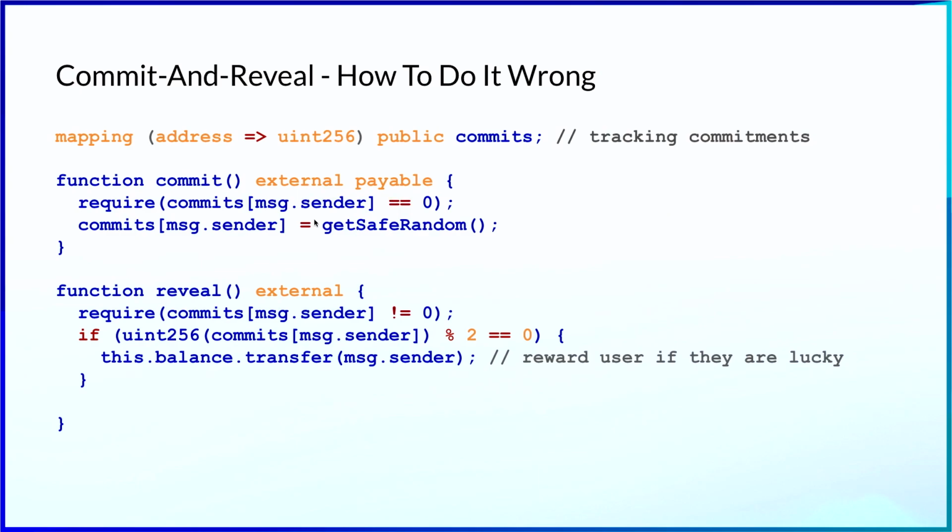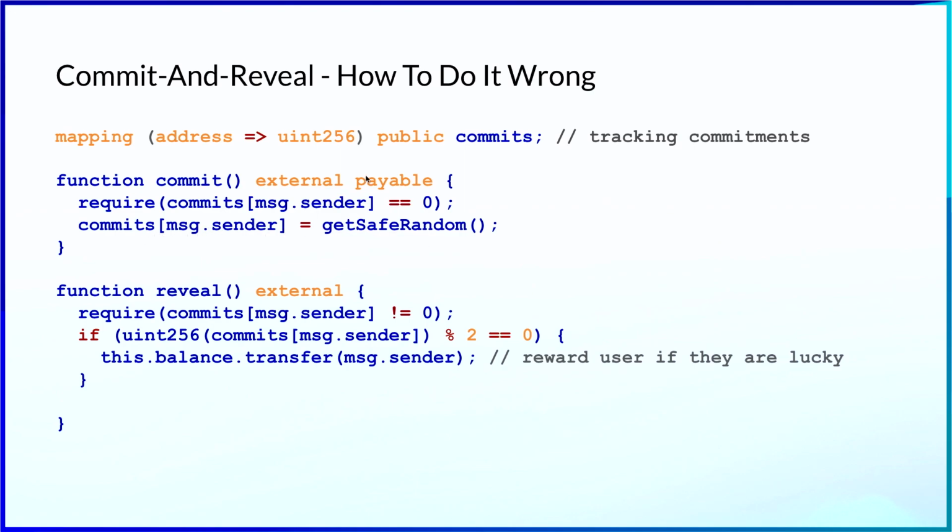First of all, I have the two functions that I was referring to. I have commit and I have reveal. During commit, the user comes and we are checking that they do not have an existing commitment yet. And if they do not, what we will do is we will generate a random number using a black box function that I am here calling getSafeRandom. The implementation of this function is something that we do not care about in this talk, but we are assuming that it's absolutely safe, not manipulable, not predictable. It's actually just okay.